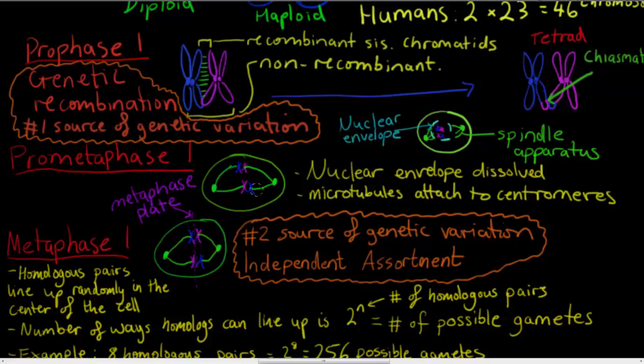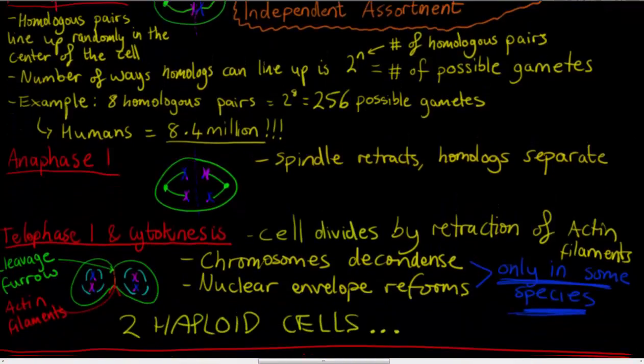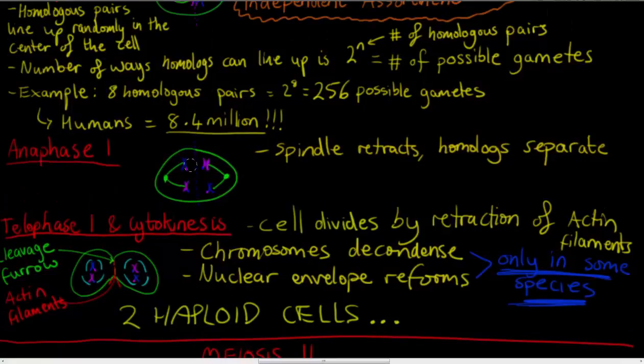Metaphase 1, the nuclear envelope is dissolved, and the microtubules attach. We go to metaphase, and they line up. Second source of genetic variation is independent assortment. They line up in the middle of the cell. Remember, it's 2 to the power of n is the number of possible gametes, where n is the number of homologous pairs. Anaphase 1, the spindle retracts and the homologous pairs separate. And then telophase 1 in cytokinesis, the cell divides and we're left with 2 haploid cells.